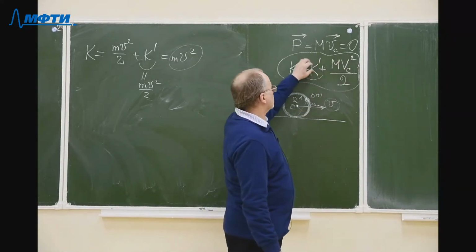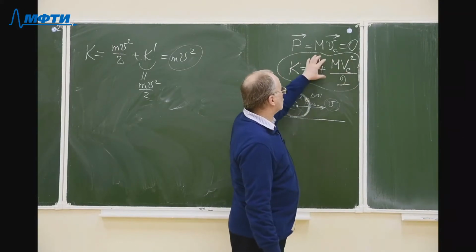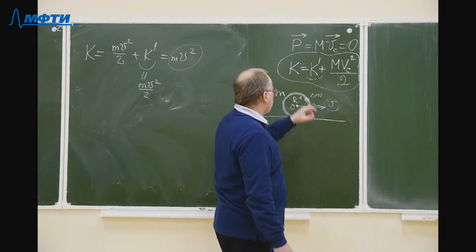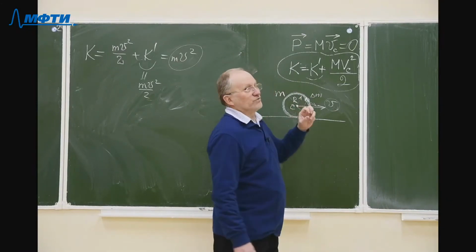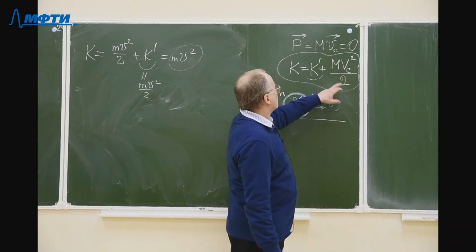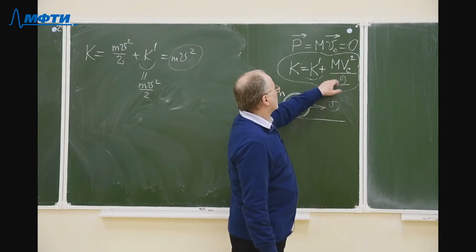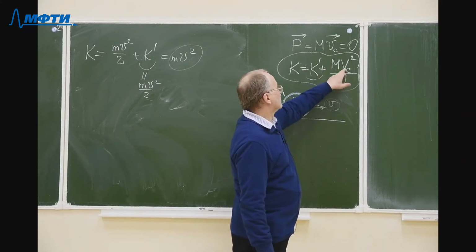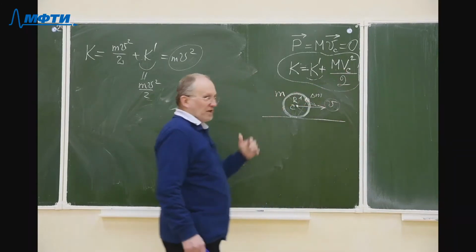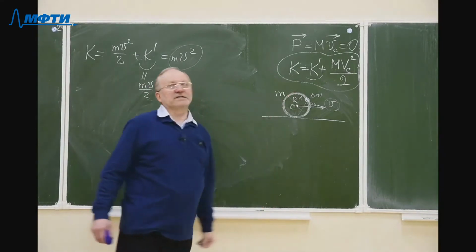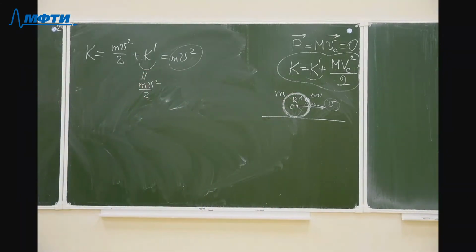The kinetic energy is the sum of two terms. The first term is the kinetic energy of this body with respect to its center of mass. And the second term is the kinetic energy calculated in this simple way. We assume that all the mass is concentrated in the center of mass, and then we take the velocity of the center of mass with respect to the first reference frame, with respect to which we need to calculate the kinetic energy. That's the logic of this theorem.